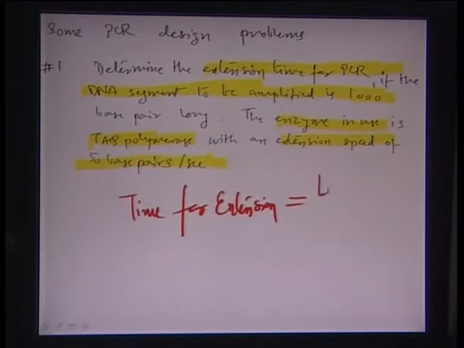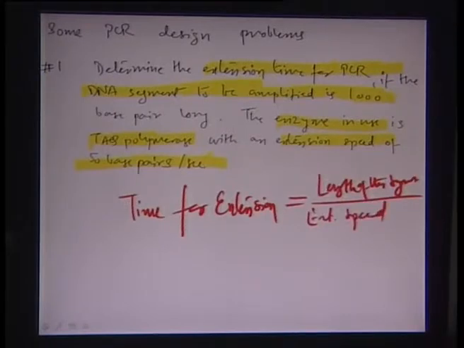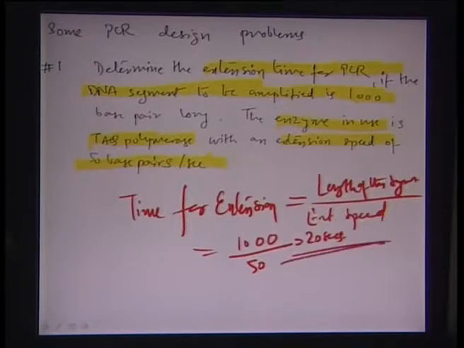So time for extension equals the length of the segment divided by the extension speed. That is about 1000 by 50, which is 20 seconds.